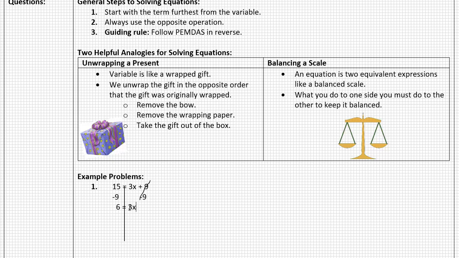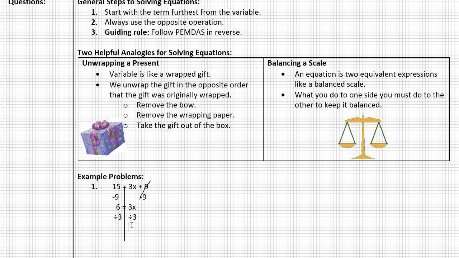So x is being multiplied by 3. So we need to use the opposite operation to undo that. What's the opposite of multiplying by 3? Yeah, I agree. Dividing by 3. So we're going to divide by 3 on both sides of the equation to keep it balanced.